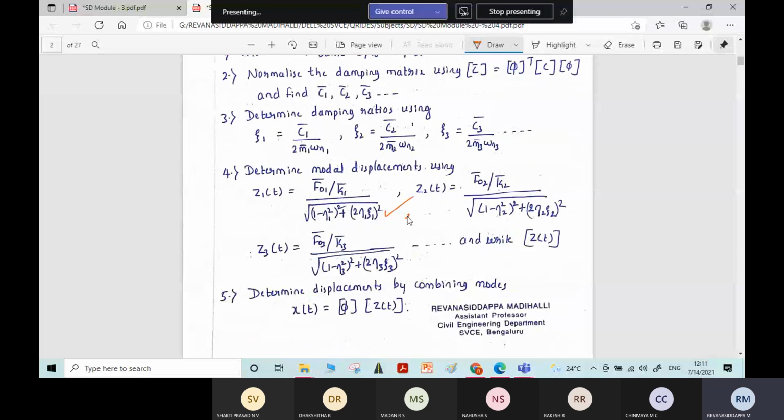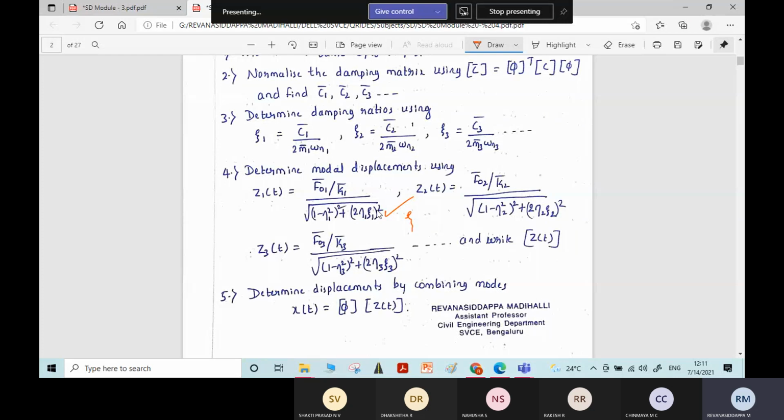When damping is given, meaning when zeta is given, you need to use this formula. To find zeta, zeta is equal to C1 divided by 2 m1 omega n1. Using this formula you find zeta, then substituting that zeta, you will get the z value.